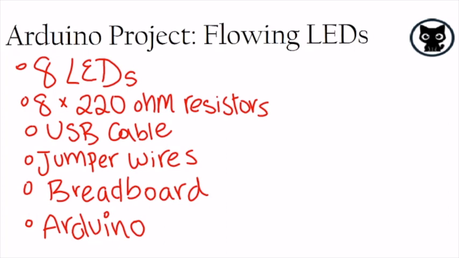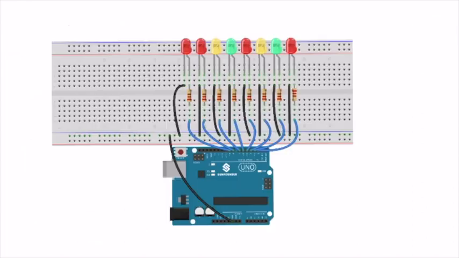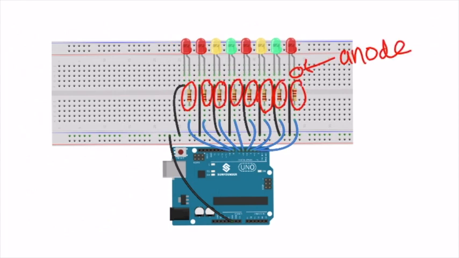To begin, we will need 8 LEDs, 8 220 ohm resistors, 1 USB cable, jumper wires, your breadboard, and Arduino board. Now onto the circuit. Place your 8 LEDs in a row, with 1 resistor in front of each LED's anode. The resistors are there to limit the current that goes to each LED. If there were no resistors, then the LED would become damaged.